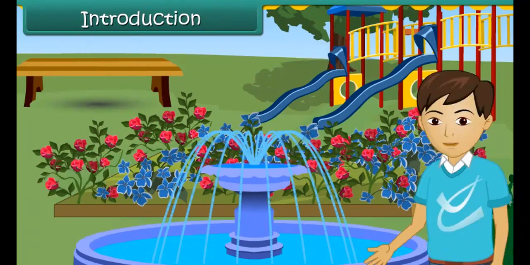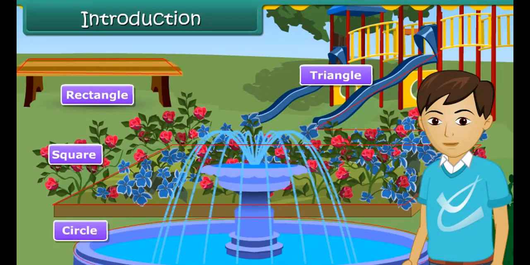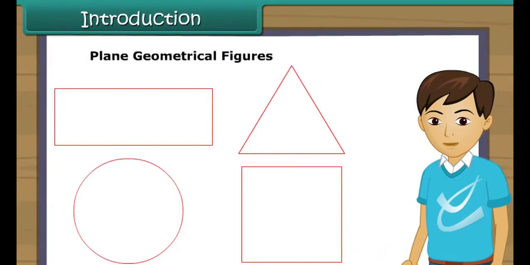Children, now analyze the shapes of different objects in this picture. The shape of the bench is a rectangle. The shape of the flower bed is a square. The slider's shape is a triangle. The shape of the fountain pond is a circle. These are called the plane geometrical figures. In this lesson, we will learn the properties of different geometrical figures.